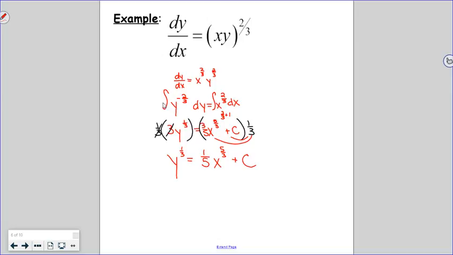Okay. And then opposite of raising to the 1/3, cubed, right? Solved for y. Questions?